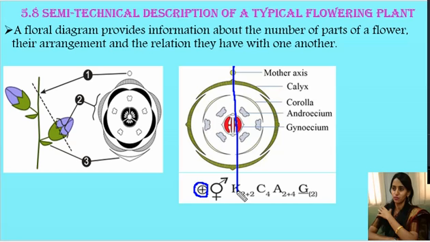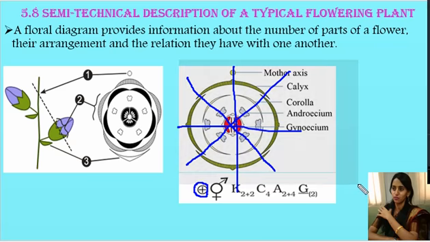This is one axis along which we can get 2 equal halves. Another axis, we can cut the flower into 2 equal halves. This is another axis, and this is another axis along which we can cut the flower into 2 equal halves. So this is how this symbol represents the actinomorphic flower.